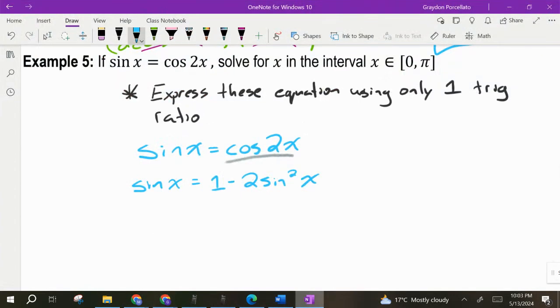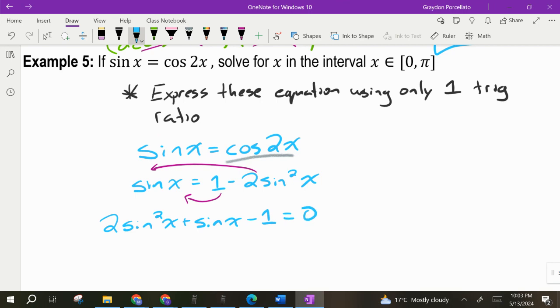Theta can be written as x. These are just variables, just placeholders. I'm going to bring everything over to my left side. So I'm going to grab this, bring it over, and the 1, and bring it over. That becomes 2 sine squared x plus sine x minus 1 equals 0.